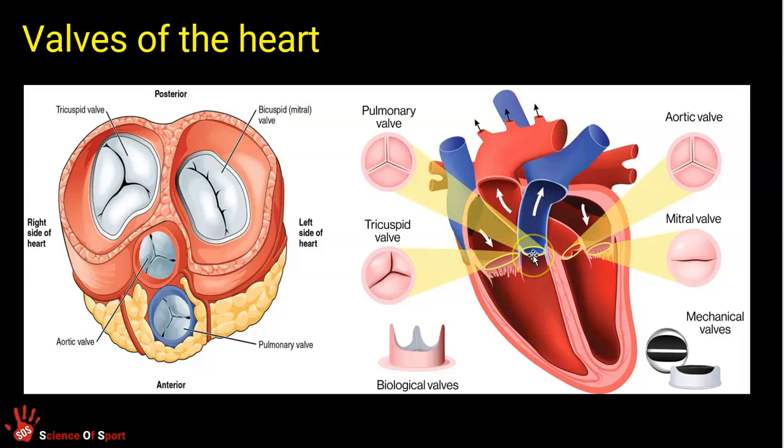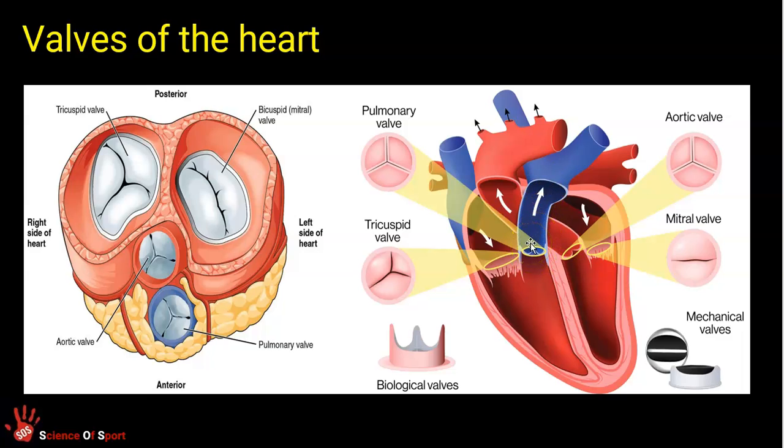These are actually called semi-lunar valves. So semi-lunar valves or pocket valves. And the way they work is when the blood goes through them, and then if the blood tries to come back down, the blood gets trapped behind the pockets of these valves and the valves snap shut and stop the blood coming back in. So these are semi-lunar or pocket valves.